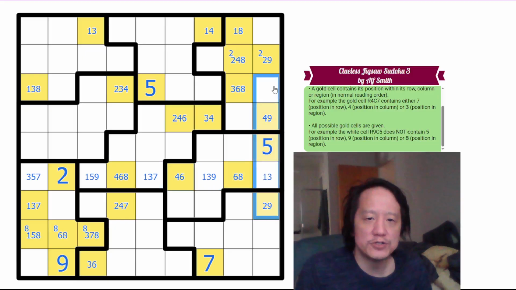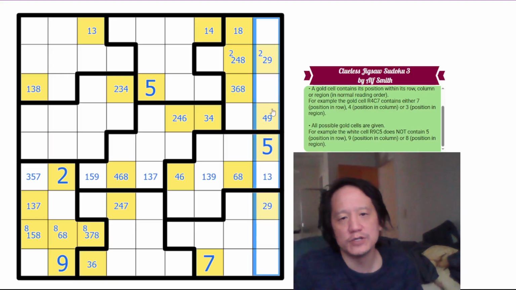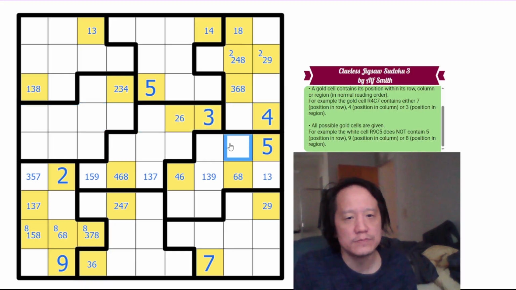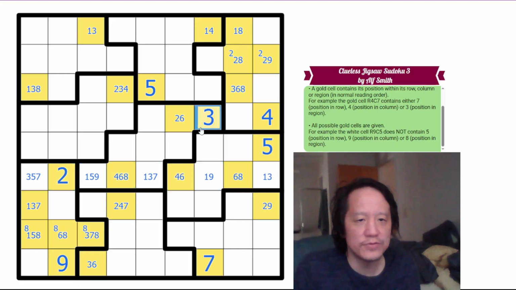Okay, we have a 2, 9, 2, 9 pair in column 9, which eliminates 2 and 9 in the rest of the column, so this can't be 9, which makes this a 4. That eliminates 4 here, so this is 3. This can't be 4 because of the 4 in the row. This 4 eliminates 4 in the region, so this can't be 4 there. This 3 eliminates 3 in the column, and the 3 in the region.